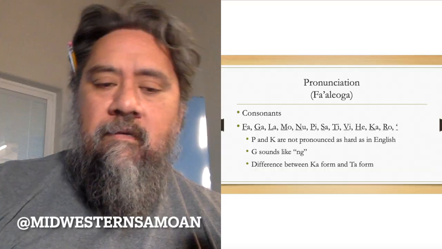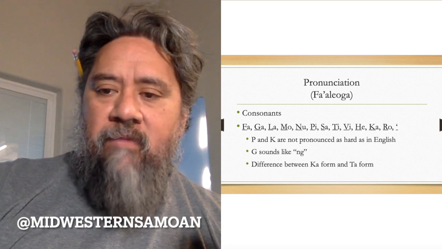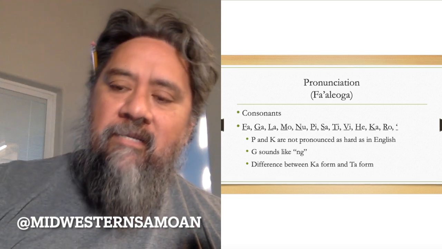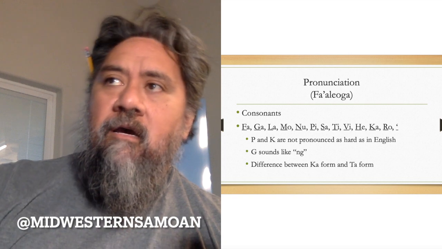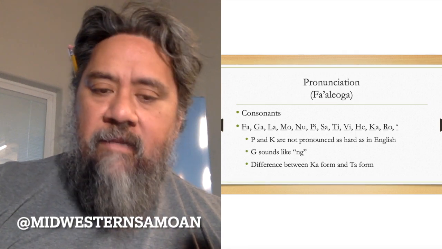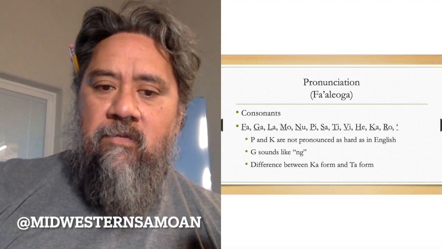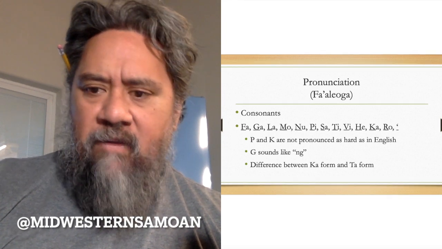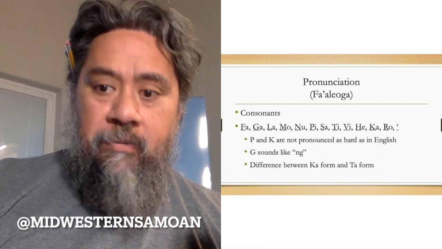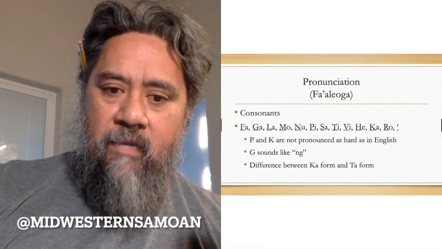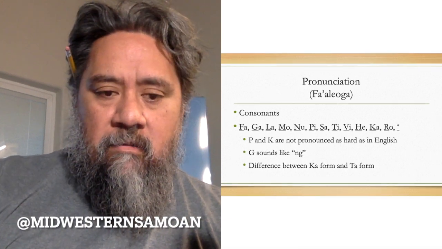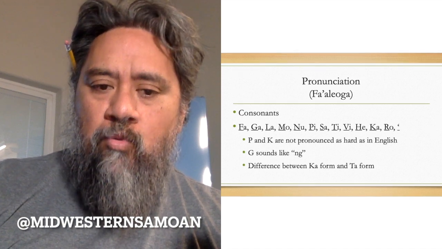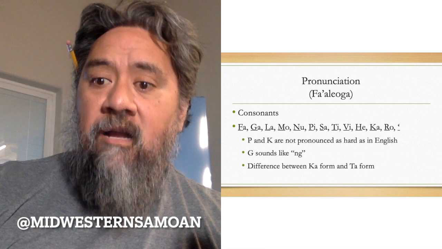And now we have the consonants. There's not very many consonants in the Samoan language. And that's why you'll hear, when we speak English sometimes, especially coming straight from the islands, certain sounds will be kind of hard to pronounce. Like you notice there's no B or Z in the Samoan language, so those sounds are unfamiliar to us. But these are the consonants here: fa, nga, la, mo, nu, pi, sa, ti, vi, he, ka, ro.